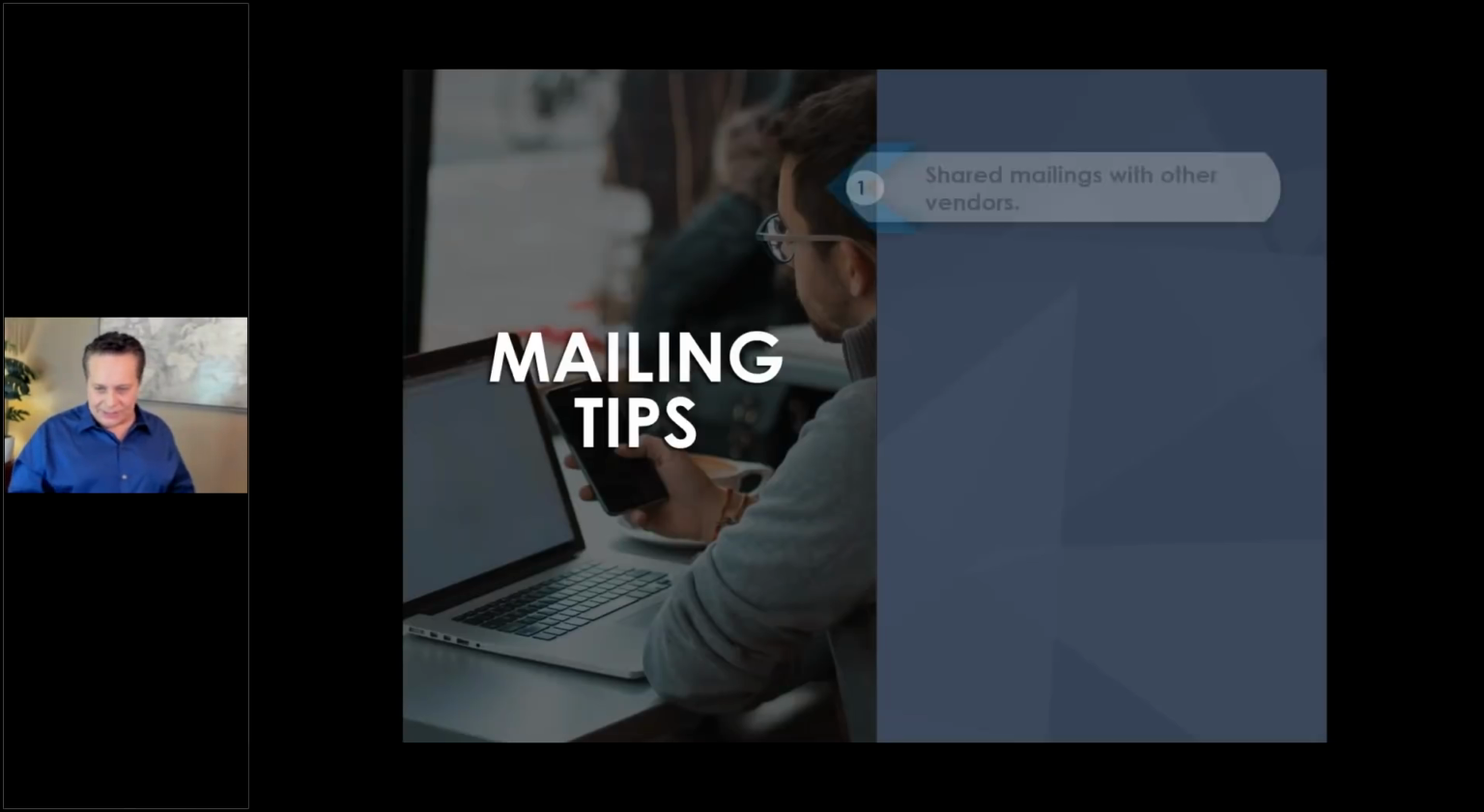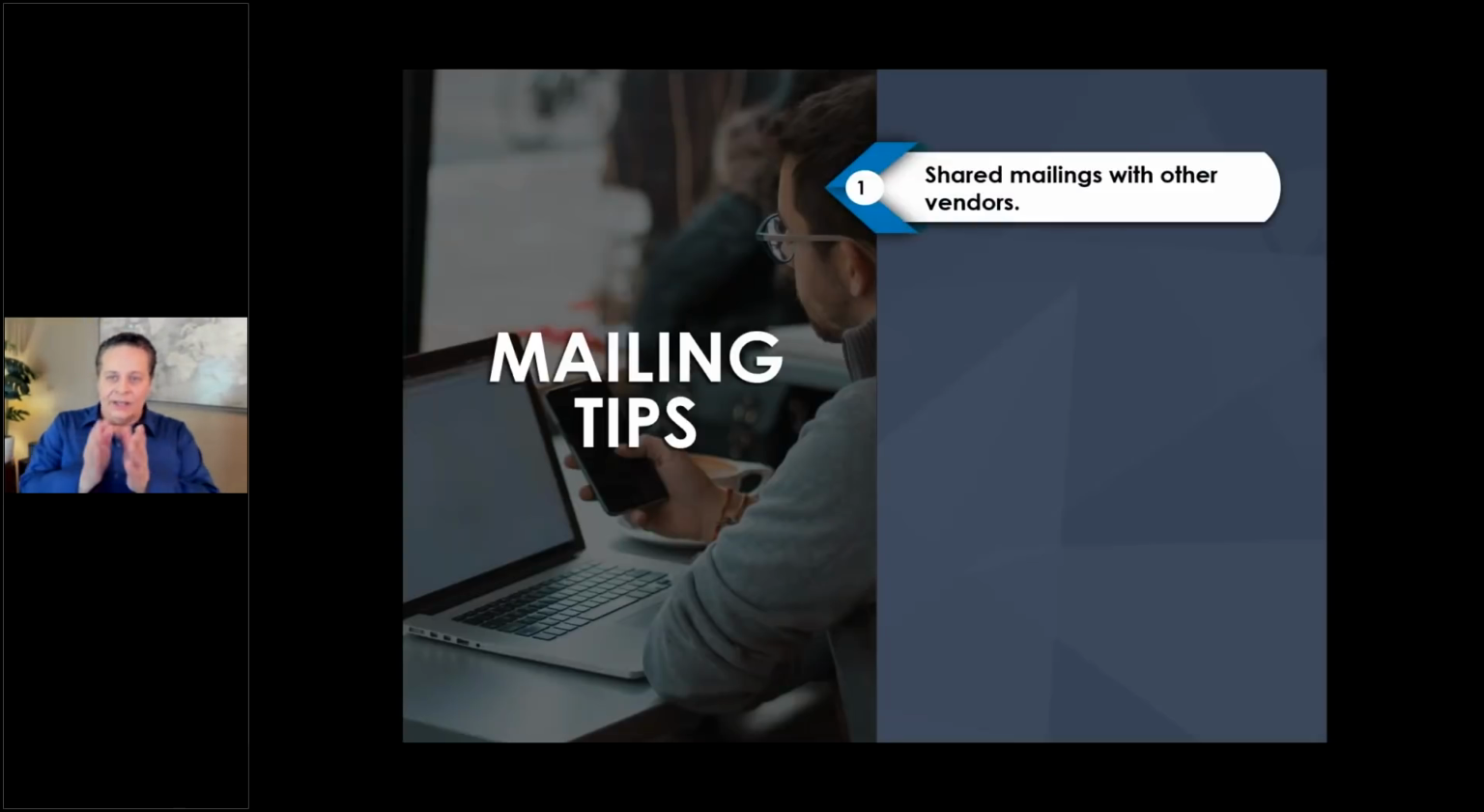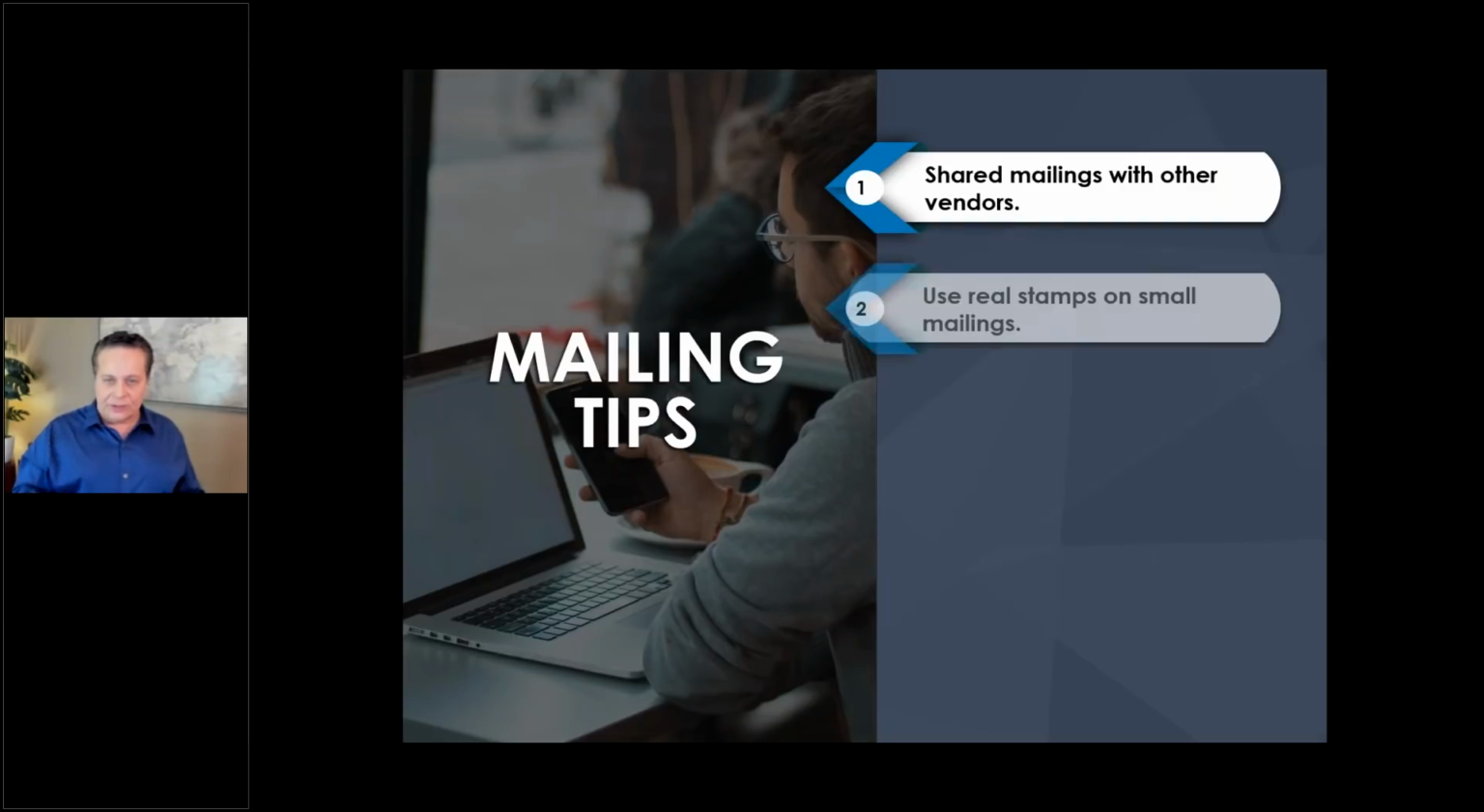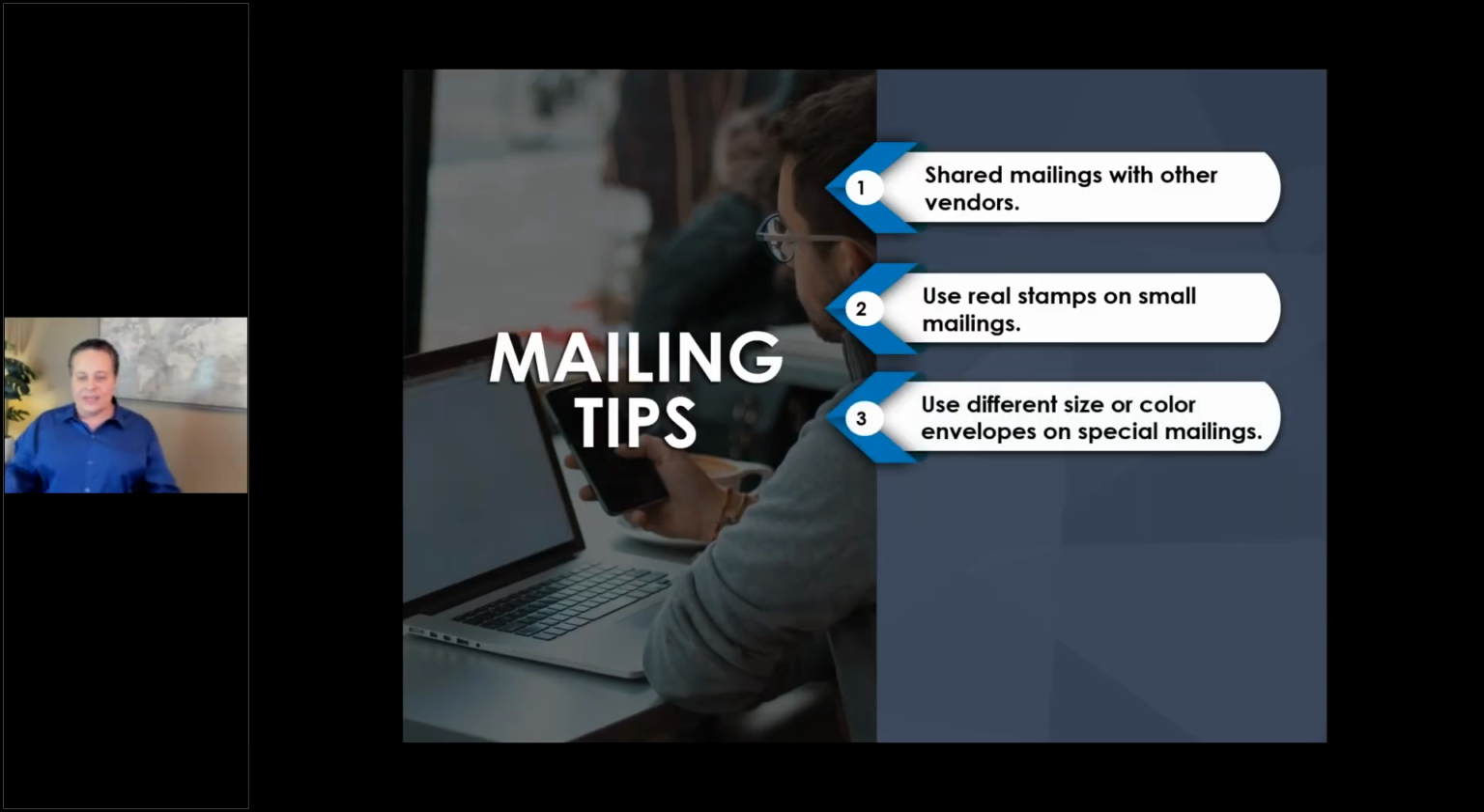Here's some mailing tips that I have for you. You can do shared mailing with vendors, meaning have some of your expenses written off with a mortgage company or a title company or a home inspector. And of course, they're going to be in the mailing piece with you. Using real stamps on small mailings will help bring more attention so people will open up the mail. Use different size and color envelopes.